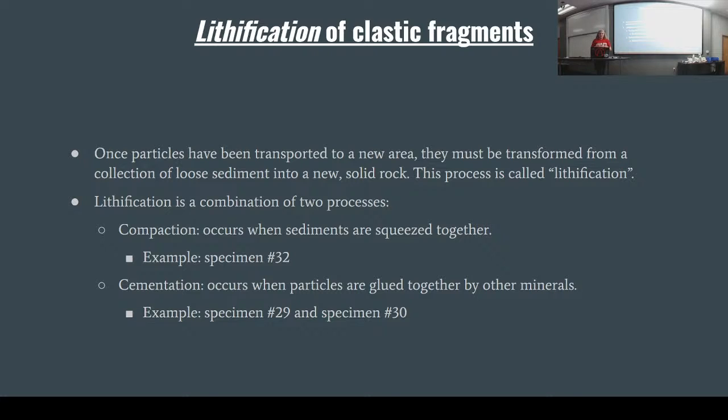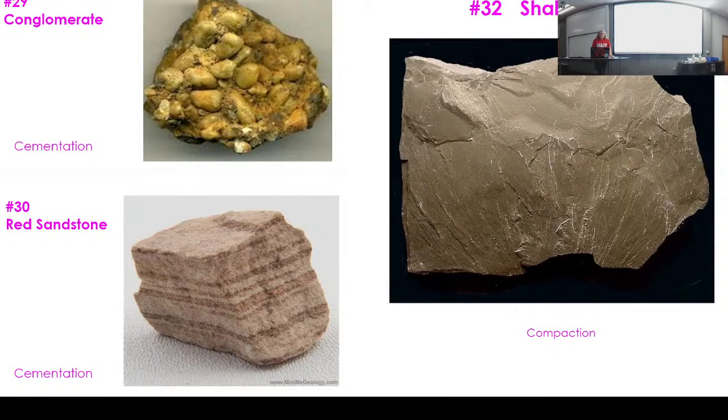Lithification is a combination of two processes. You have compaction, which occurs when sediments are squeezed together, and cementation, which occurs when particles are glued together by other minerals. So here you can see the conglomerate is cementation, the red sandstone is cementation, and the shell is compaction.